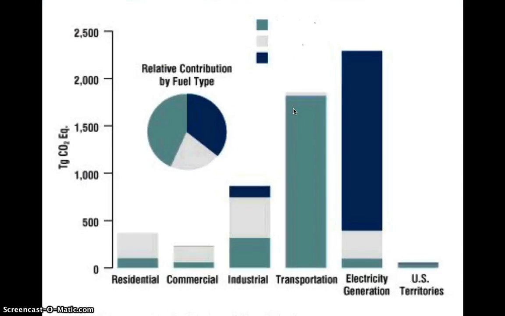So let's break down how this fuel is used. We're going to focus in on industry, transportation, and electricity production. The green bar represents petroleum. And I want you to know that petroleum's main use is for transportation. Petroleum is made to provide fuel for cars, boats, and planes. The second use of petroleum is in the making of goods, or in industry.